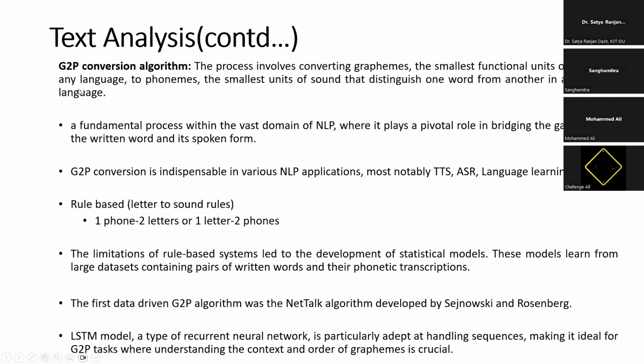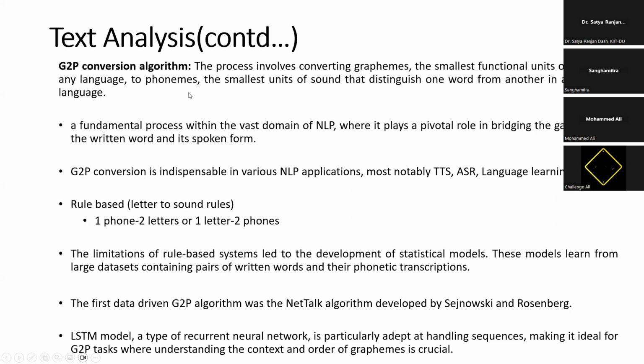Another important task in text analysis is the G2P conversion algorithm, or the grapheme to phoneme conversion. So what exactly is the grapheme and what exactly is the phoneme? The smallest functional units of writing in any language, that is the grapheme. The text characters are the graphemes. And the smallest units of sound that distinguish one word from another in a particular language, that is the phoneme.